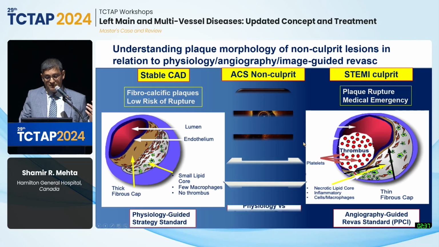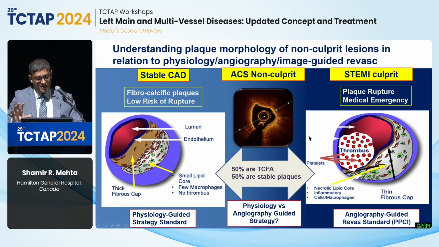So, if you look at it from a schematic point of view, on the far left-hand side in stable CAD, they're mostly fibrocalcific lesions. Physiology-guided strategy has been proven in this area, the FAME series of trials. These plaques are at low risk of future plaque rupture. Most of the events that happen here are repeat revascularization. And then if you take the extreme on the right-hand side, the STEMI culprit lesion, here we have plaque rupture. I mean, nobody's going to do an FFR or physiology-guided strategy in an acute STEMI situation. And I use those two extremes on purpose just to illustrate the difference in the pathophysiology of this disease. It is the same disease.